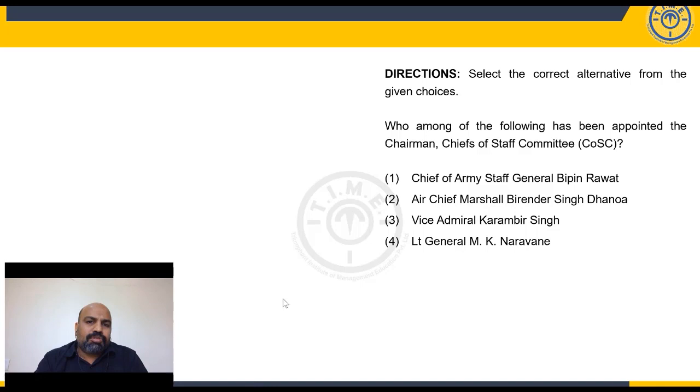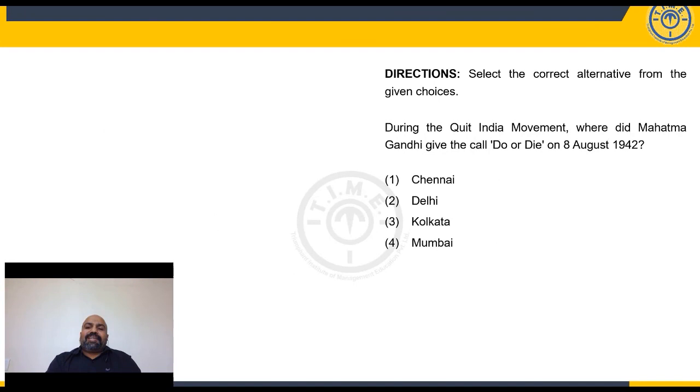Just going through questions. During the Quit India movement, where did Mahatma Gandhi give the call, do or die, on 8th of August 1942? As you know, it was in Mumbai, my friends, at Kranti Maidan, where the meeting was held. Remember, 8th August is called August Kranti Divas, or Quit India, Bharat Chodo Divas.